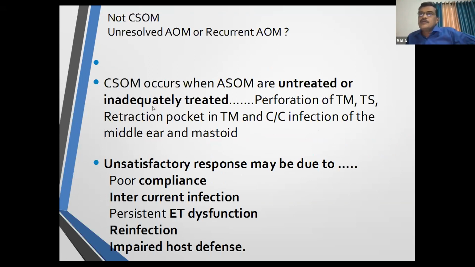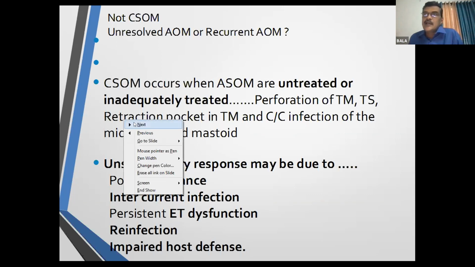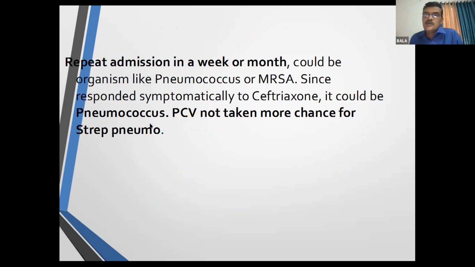And CSOM occurs when it is partially treated or inadequately treated. As in this case, you get a perforation of the tympanic membrane with tympanosclerosis and a traction pocket in the tympanic membrane, and there will be chronic infection of the mastoid as well as the middle ear. This unsatisfactory response may be due to poor compliance, as in this case, or intercurrent infection, persistent eustachian tube dysfunction, reinfection, or impaired host defense. Repeat admission in a month can be due to organisms like pneumococcus or MRSA.